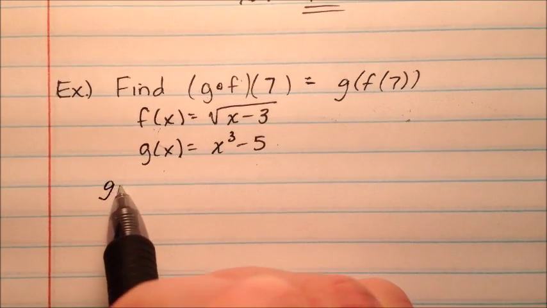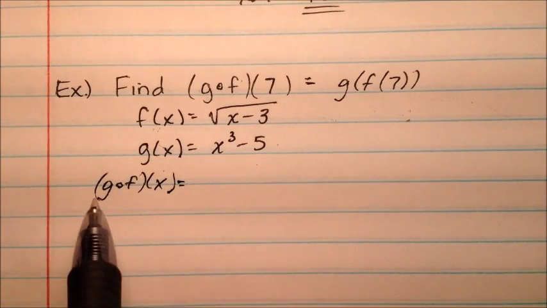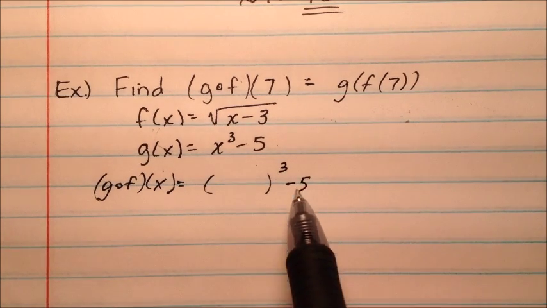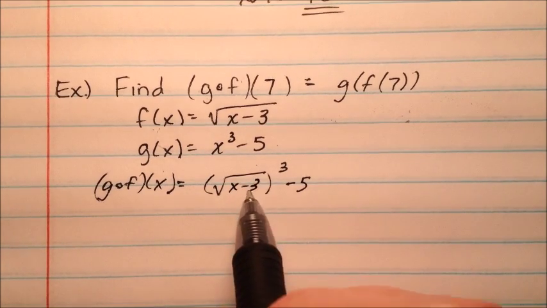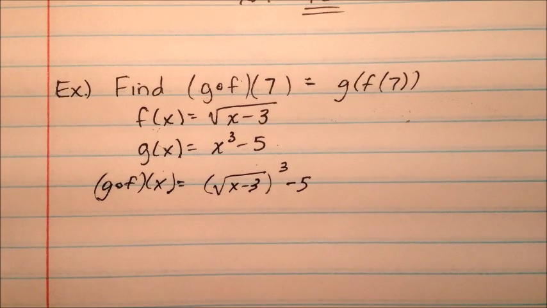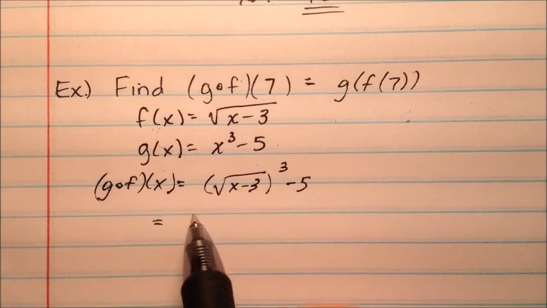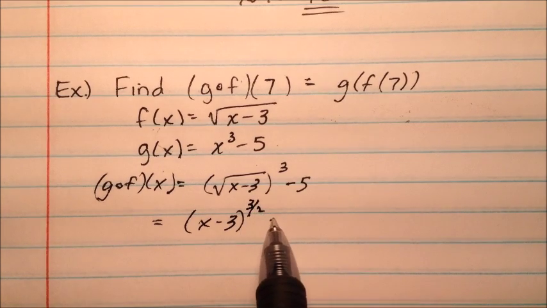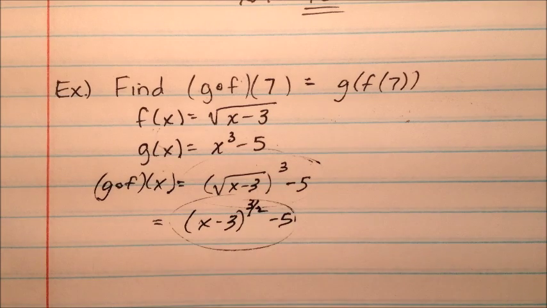So let's actually go about finding g circle f of x. So that means g is our big guy here, so we're going to have that cubed minus 5. And what is it that's going to be cubed? It's going to be the square root of x minus 3 cubed. So, you can look at this a couple of ways. You could say it's the quantity x minus 3 to the power of 3 halves minus 5. Either one of these would have been fine.